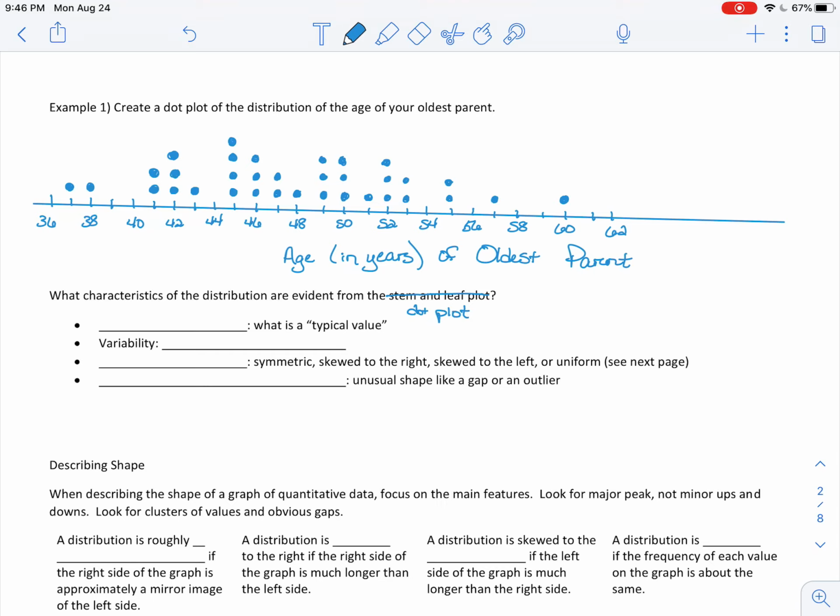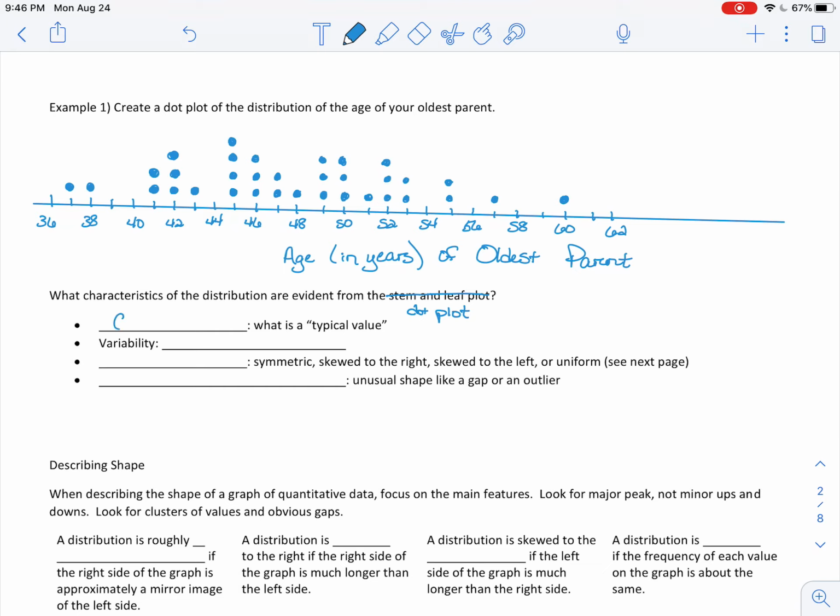So when I ask you this question, what characteristics are evident, I am wanting 4 things every time. This is similar to what AP will ask you if you end up taking the test. They almost always ask some type of question of just describe a graph, and they're wanting these 4 things.